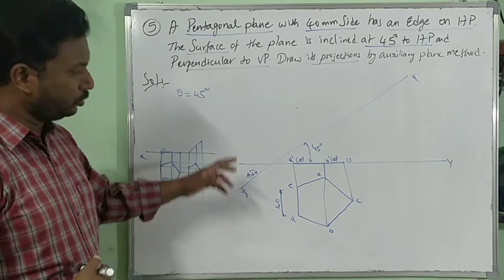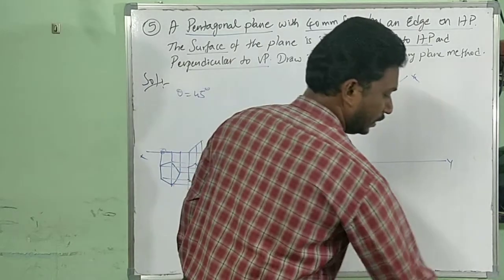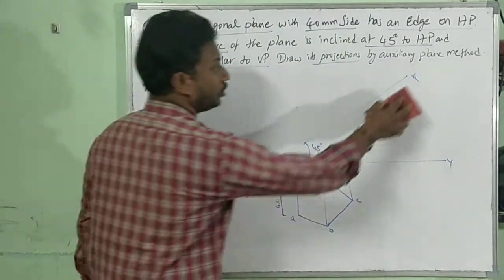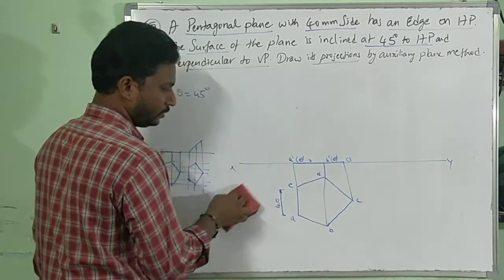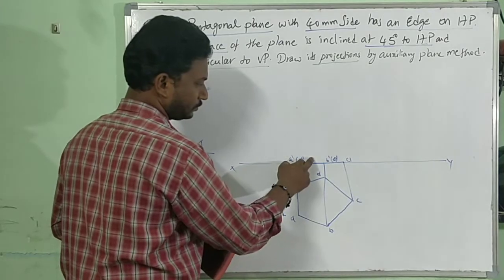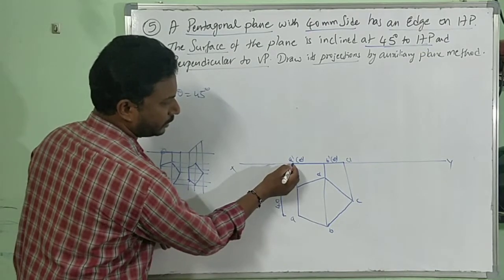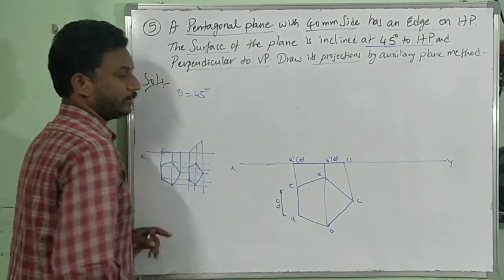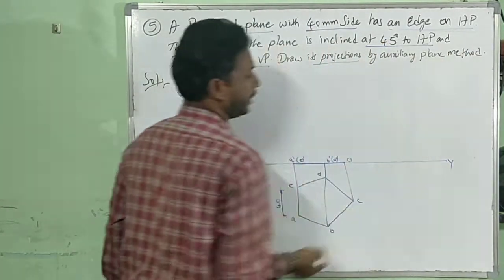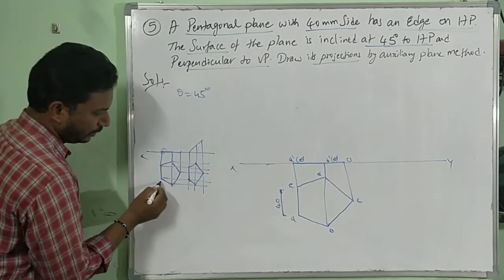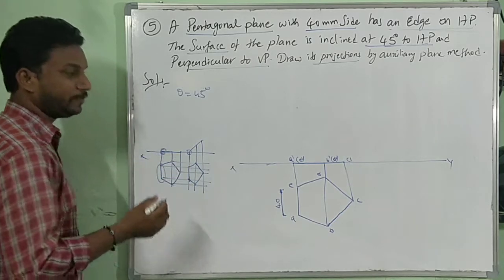But for this problem, you should not draw your x1, y1 anywhere on the xy line. You have to draw the entire x1, y1 with respect to this point. Sir, why? Because he is clearly mentioning that an edge is on HP. What is this edge? Here also if you observe, whenever you have drawn, this complete edge represents a point here. Now that point you have kept on the xy line.